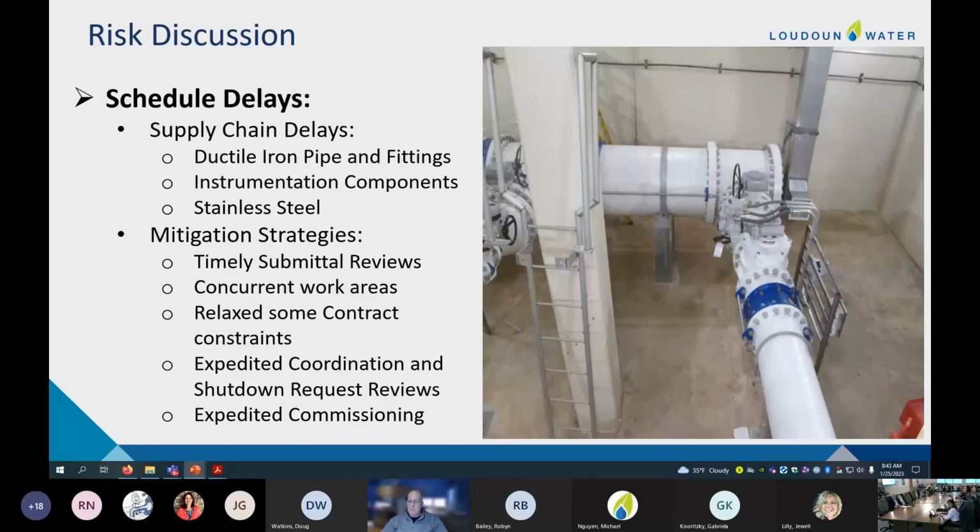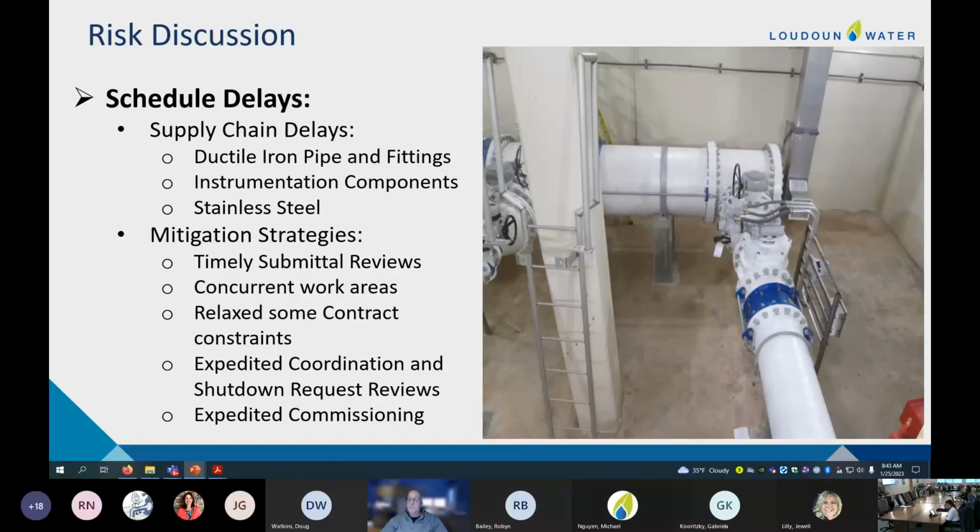So two other aspects of this slide here. The shutdown and coordination requests. On the project, we have 350 to 400 shutdown and coordination requests to date. And these are requests by the contractor to impact some aspect of the plant for either an inspection or a tie-in or a connection. And so we've worked to expedite those to help the contractor out.